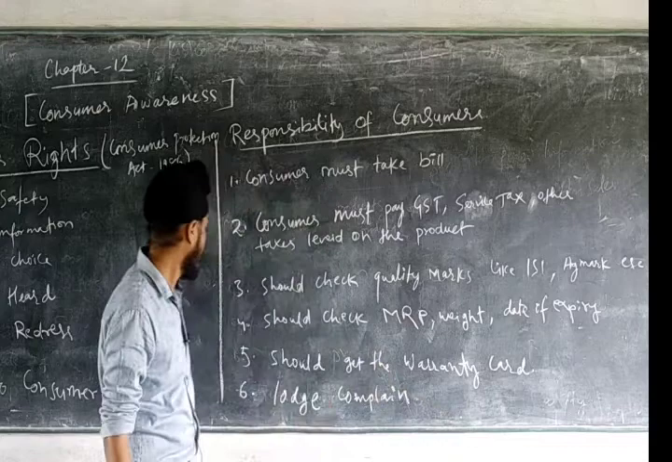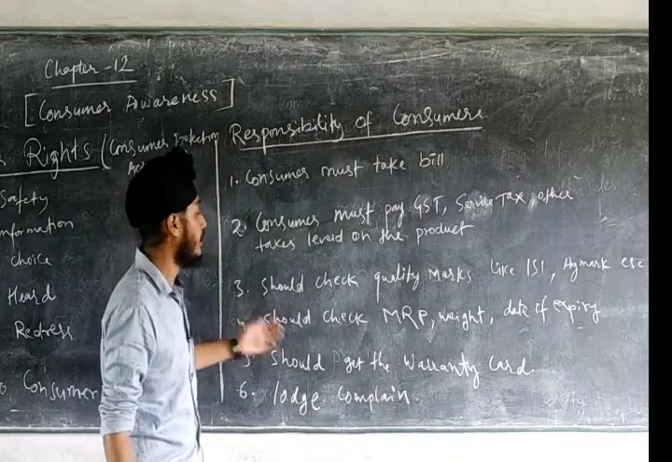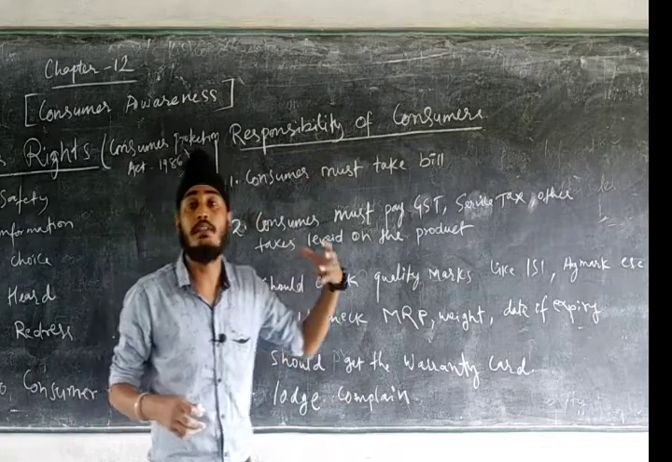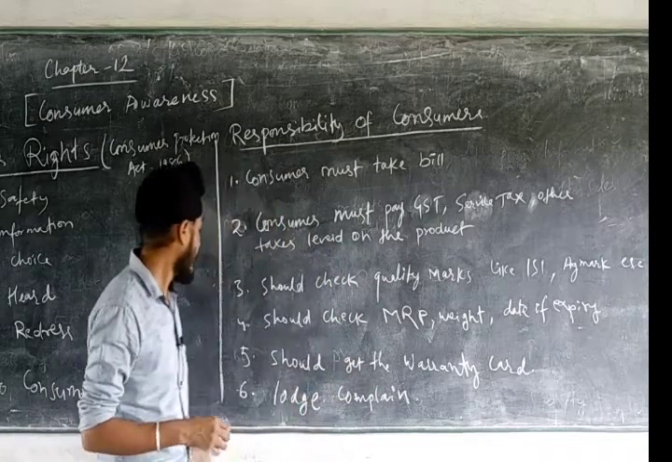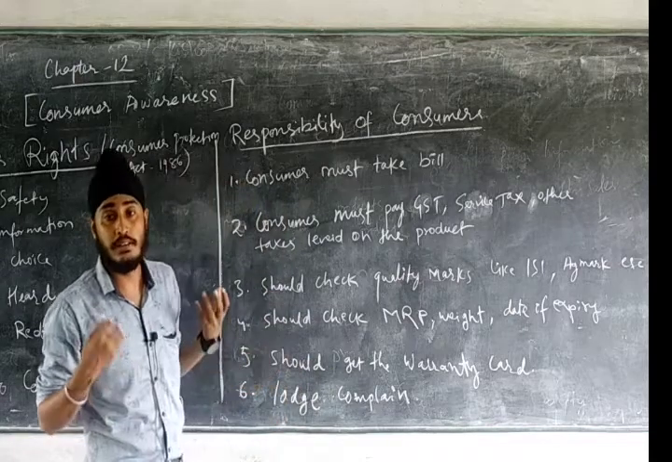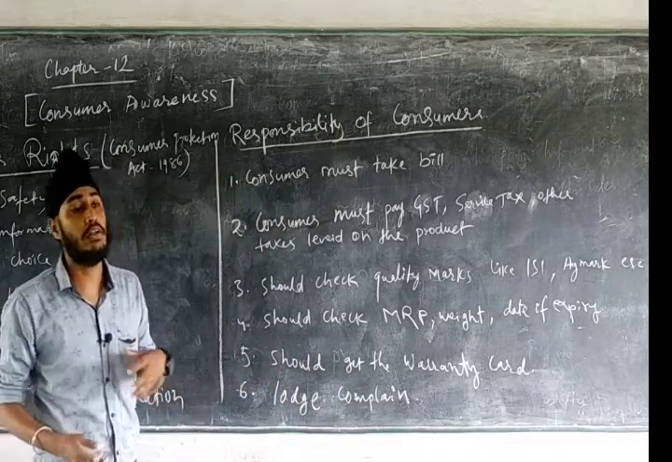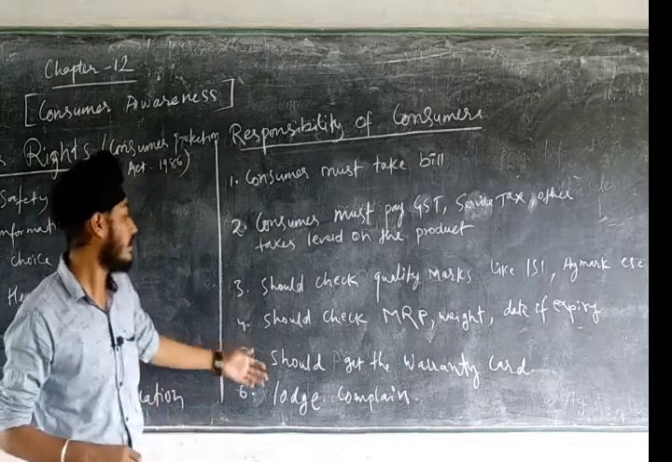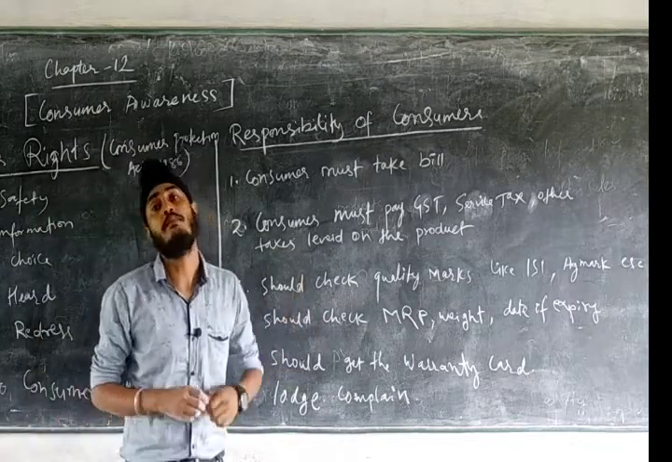expiry of the product. Number 5, the consumer should get the warranty card, which is useful for getting the after sales service of the product. And the last one, can lodge complaint. So suppose if the consumer is misled or exploited, or the consumer gets false information of the product, the consumer has a right to lodge a complaint against those manufacturers or sellers.